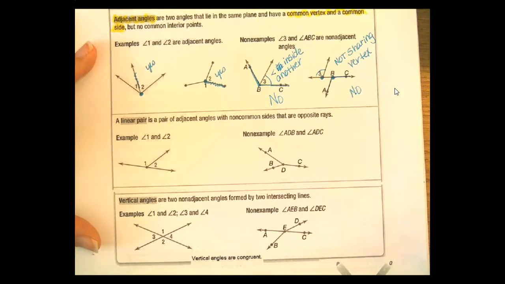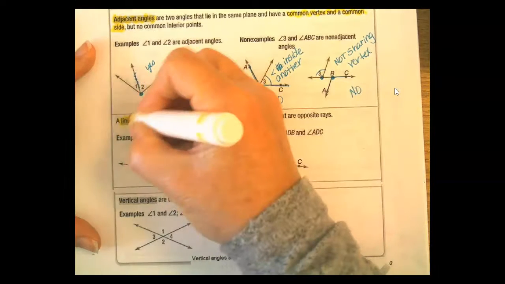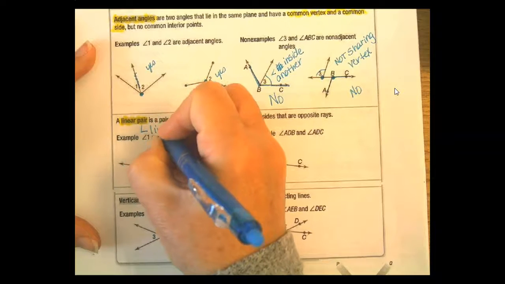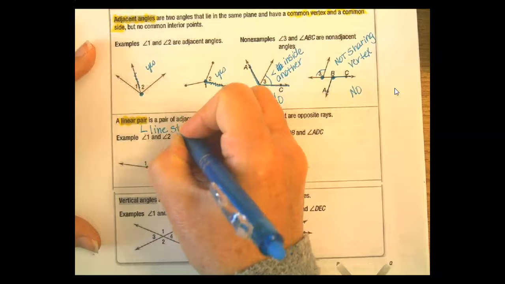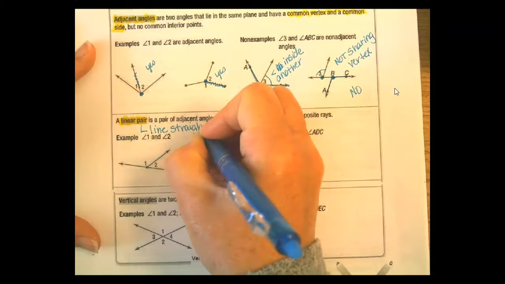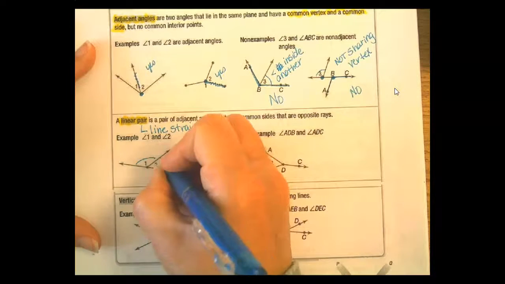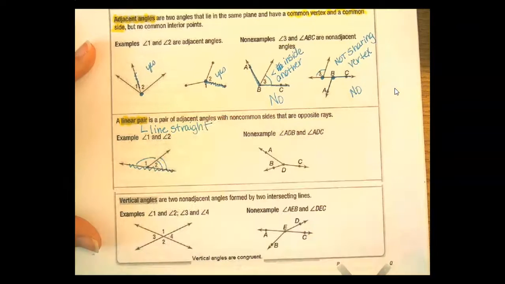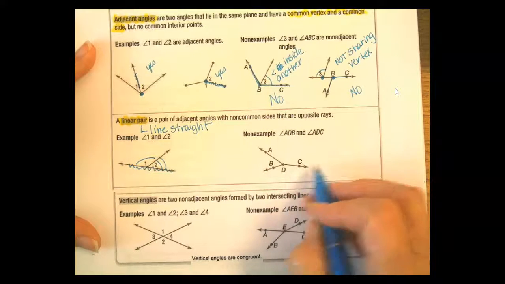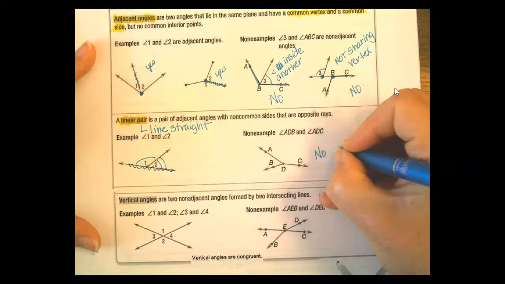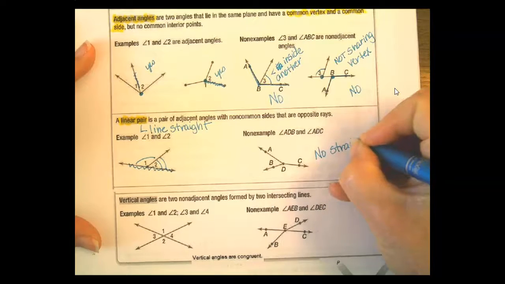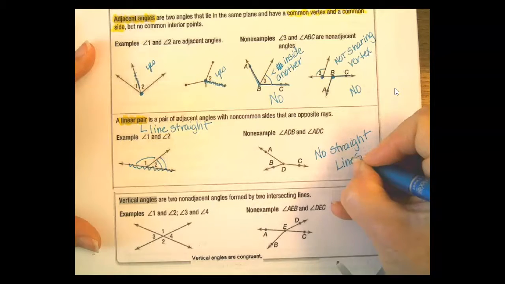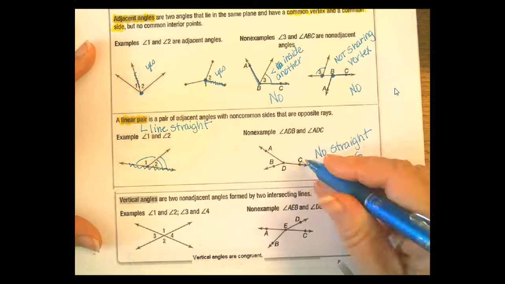A linear pair. Linear means line. Linear means line. Straight line. So these two form this straight line here. I see no straight lines. So no straight lines. That one was super easy.